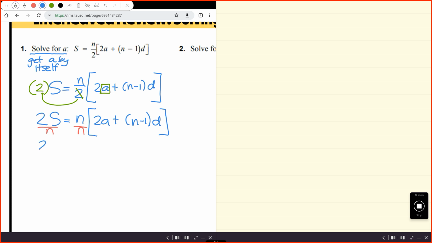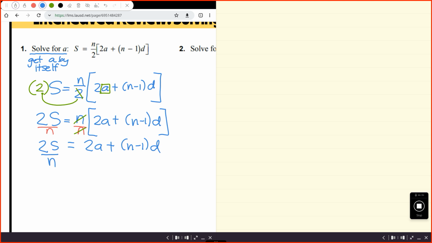This will become 2S over n. This guy right here will be gone. You take it away. Now we just copy whatever's remaining. But since it's just by itself, maybe it will be better if you don't do the grouping symbol anymore because we already took away whatever is outside the bracket. Okay, so we just put 2a plus n minus 1 times d. Okay, let's pause after that so you can copy.